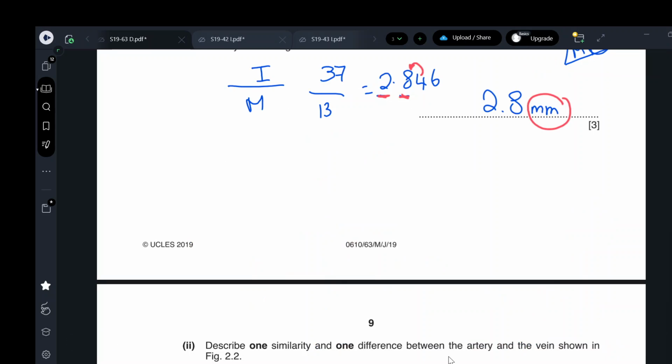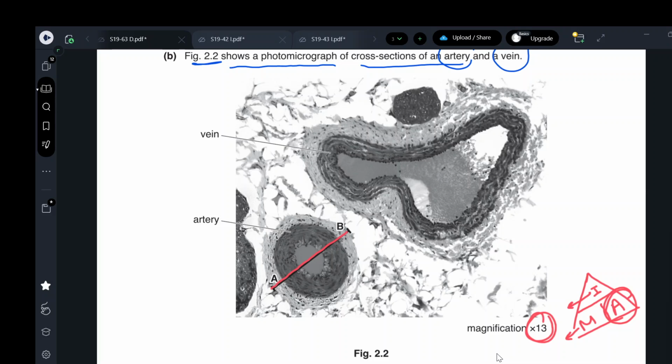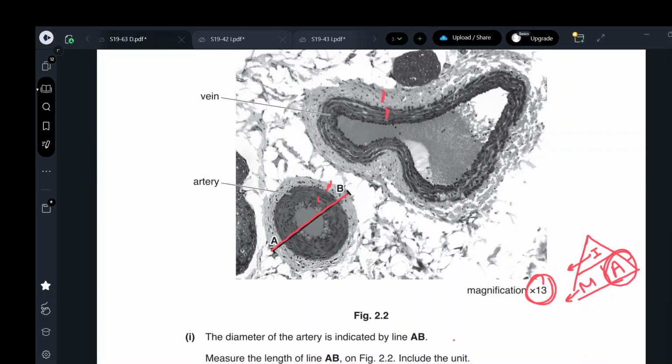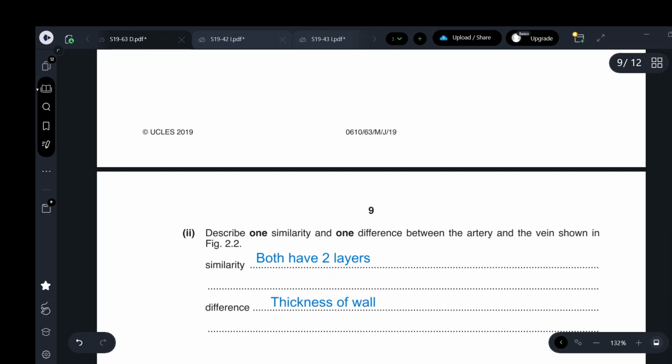Describe one similarity, one difference between the artery and the vein. The similarity is something that is present in both. I can say that both have layers, both have lumen, okay? Both have the same number of layers, both have 2 layers. All of these are similarities. But what about the difference? Here I have wide lumen, here narrow lumen, here I have thicker wall, thinner wall. The difference is the thickness of the wall and the size of the lumen.